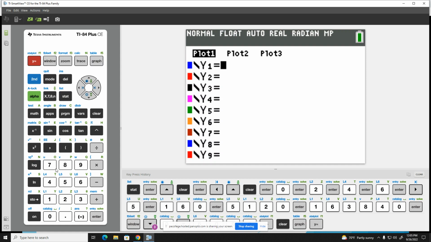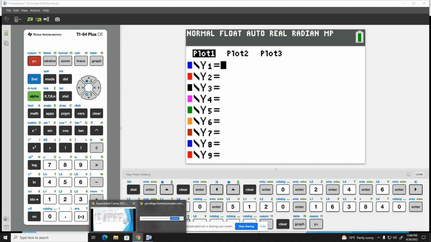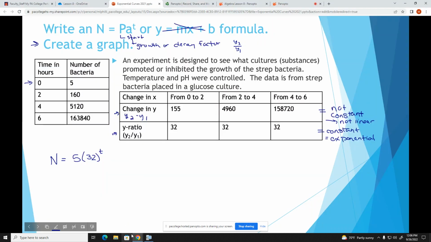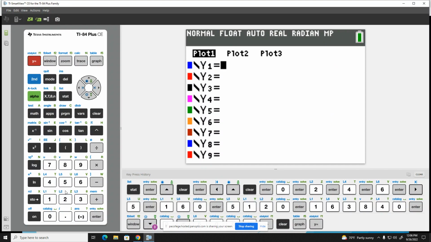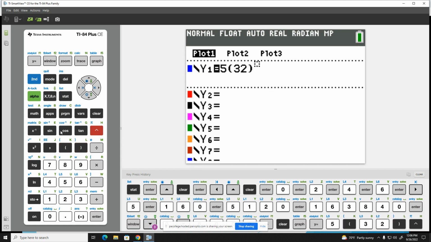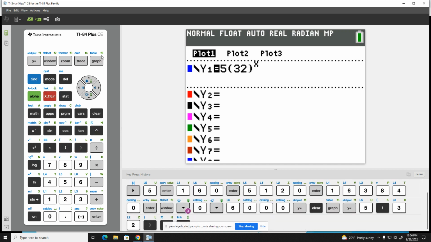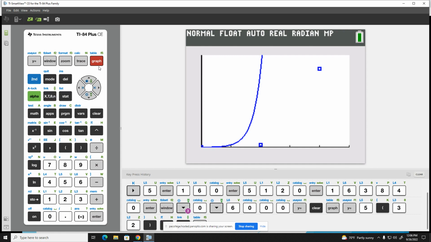So back in our PowerPoint, we wrote what we thought the equation was, and we thought it was 5 times 32 to the t power. So in my y equals, I'm putting 5, parenthesis 32, end parenthesis to the x power. And I'm going to hit graph. And I see that I get this concave up curve. It's an exponential curve, but it definitely is not hitting my data points. And what I see happening is it's as tall as my last data point when it's at the second one. And it's as tall as the second one when it's at this tick mark 1.